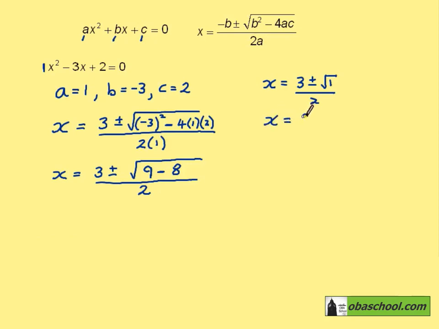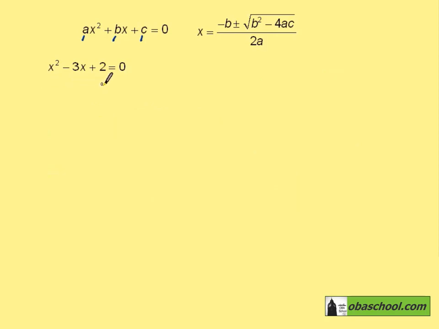So x is equal to 3 plus or minus 1 over 2. This gives two solutions. X is 3 plus 1 over 2 and 3 minus 1 over 2. This is 4 over 2, which is 2, and 2 over 2, which is 1.